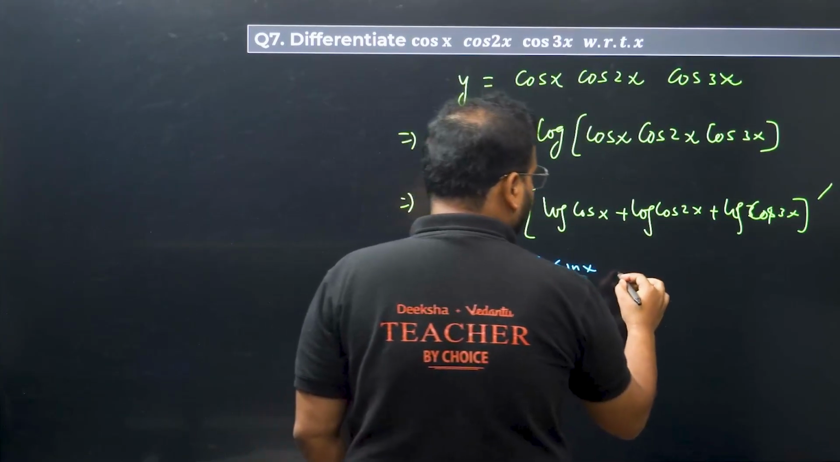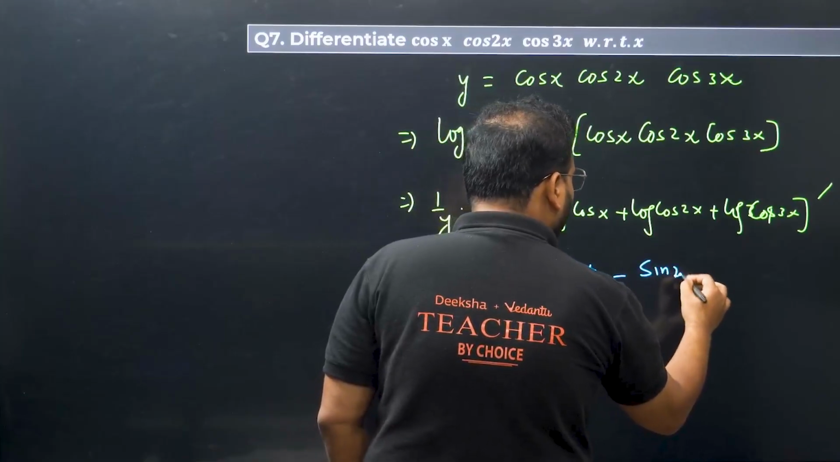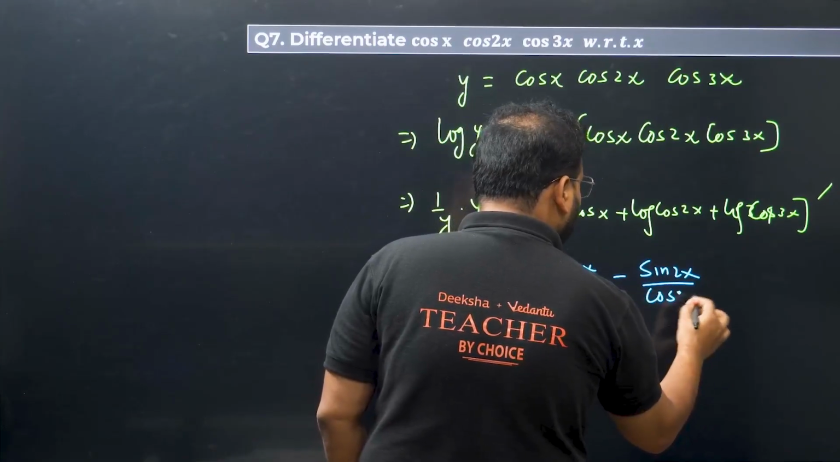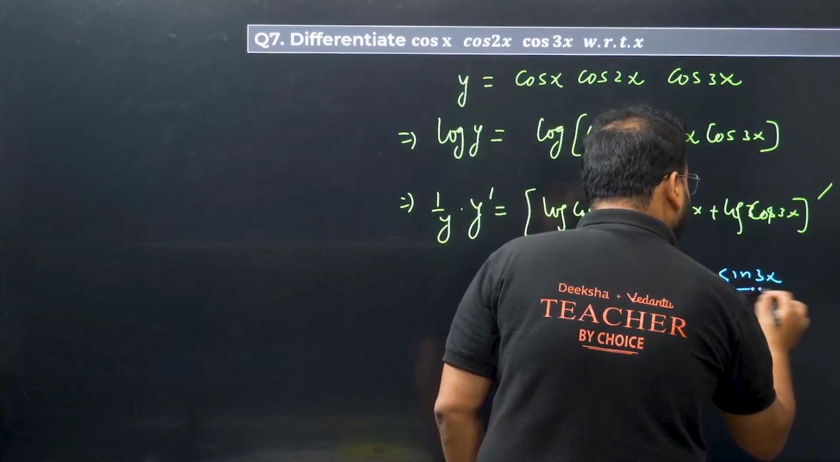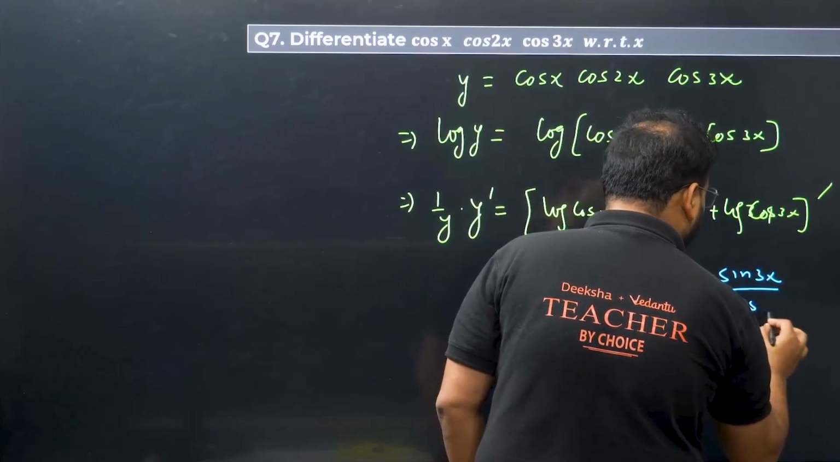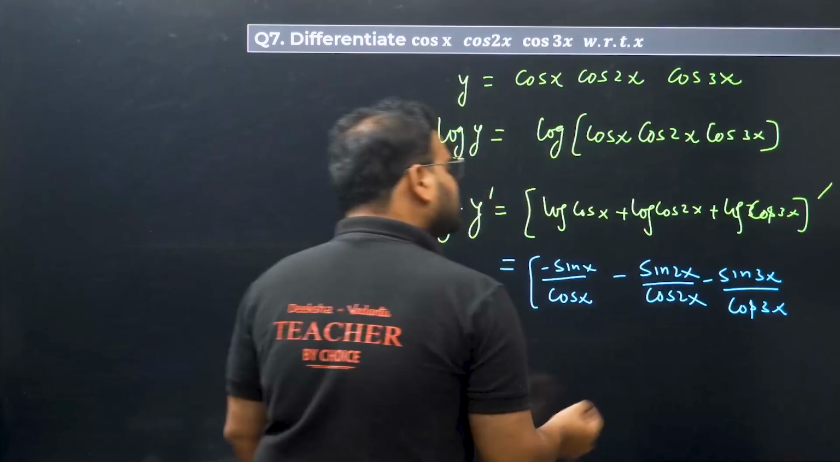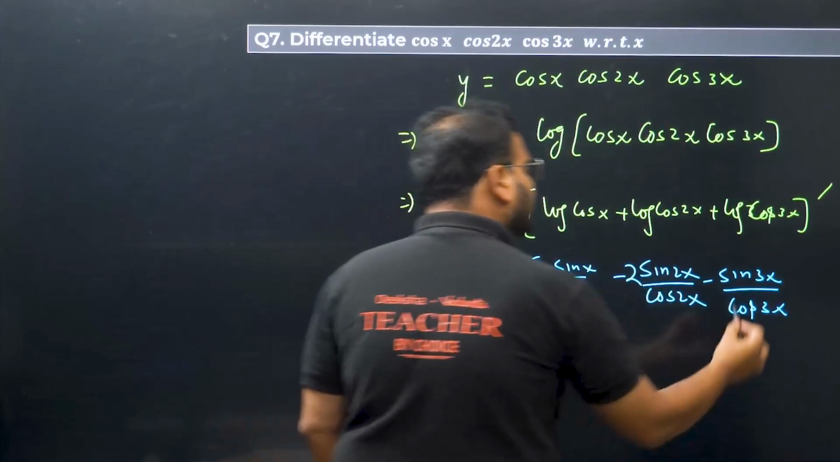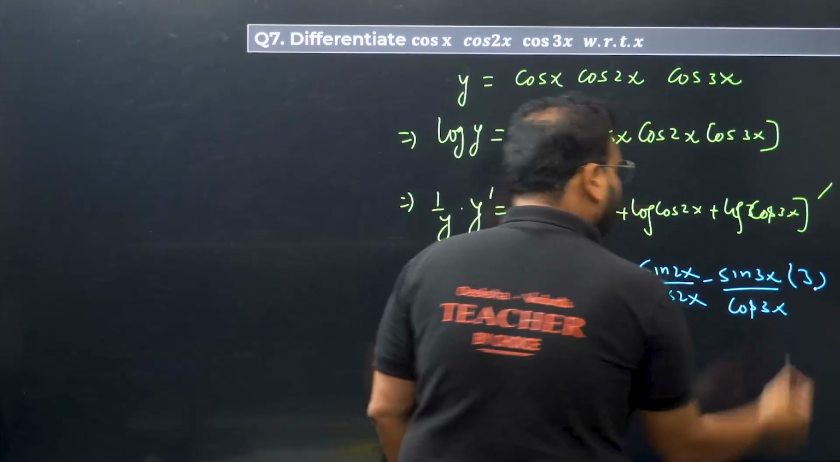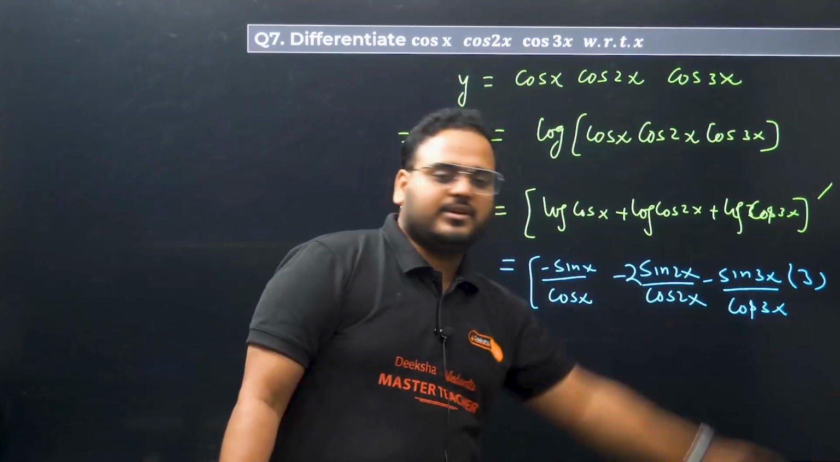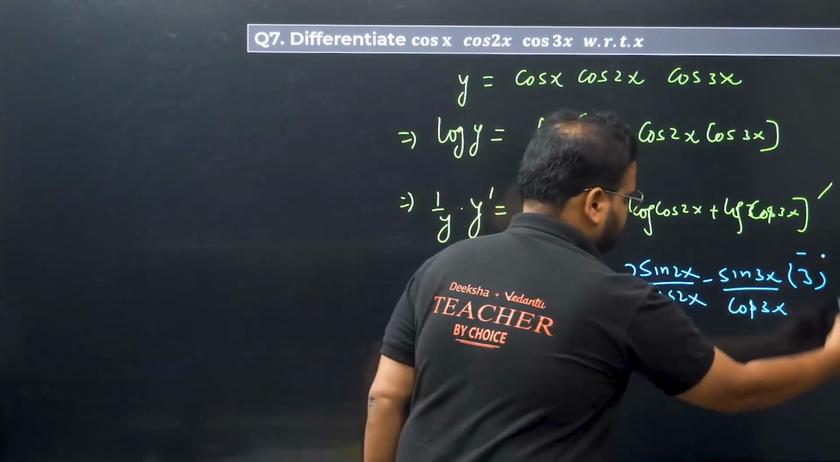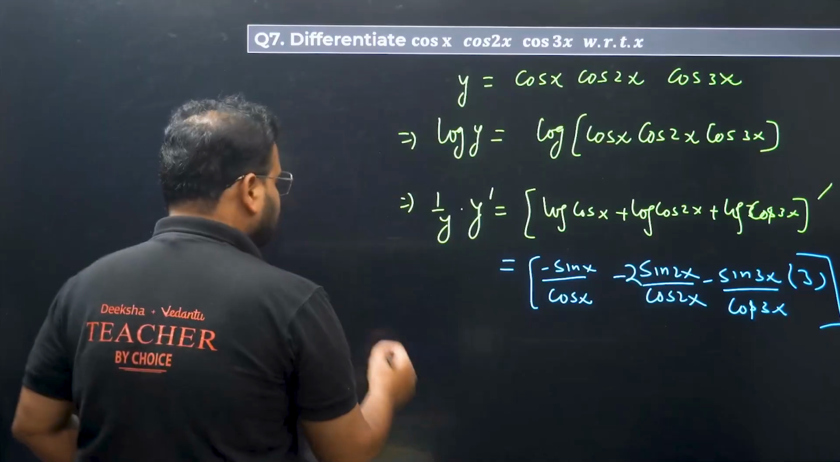Okay, here also minus sine 2x by cos 2x. Here also minus sine 3x by cos 3x. Okay, in this case we'll have 2 also over here and 3 over here as well. Why is here 2 and 3? Derivative of 2x will be 2, derivative of 3x will be 3. That's why. Okay, now rest is simplification.